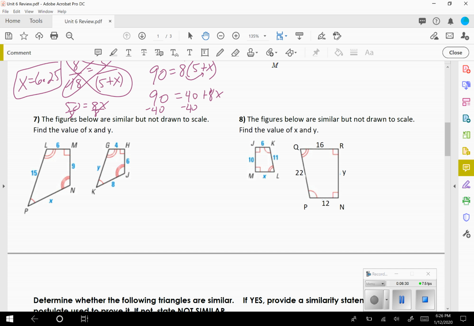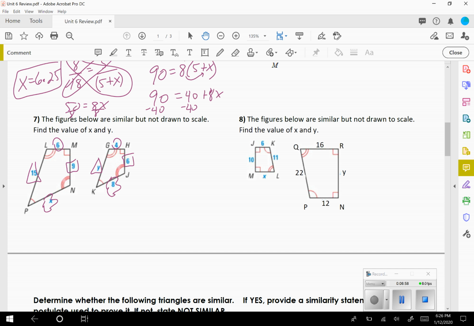Okay, question 7. It says the figures below are similar but not drawn to scale. Find the value of x and y. So we just have to match here. We see the 6 goes with the 4. The 9 goes with the 6 on this one. 8 here goes with the x over here. And the 15 from the left one goes with the y from the right. We have to find x and y.